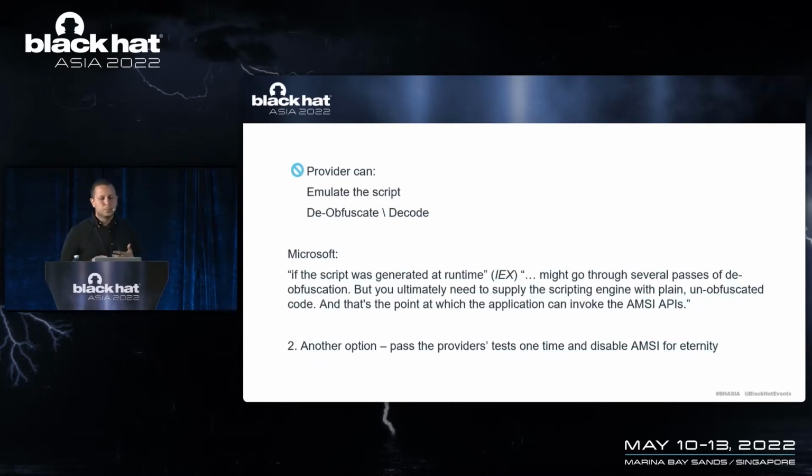Furthermore, the AMSI standard was written in recognition of those limitations and is based on scanning each script block that is going to be executed. That means that if the script was generated at runtime and went through several phases of obfuscation, like when invoke expression is being used, each execution is going to be scanned. A much more powerful option for an attacker will be to disable AMSI and free himself from the provider's checks for the rest of the execution.